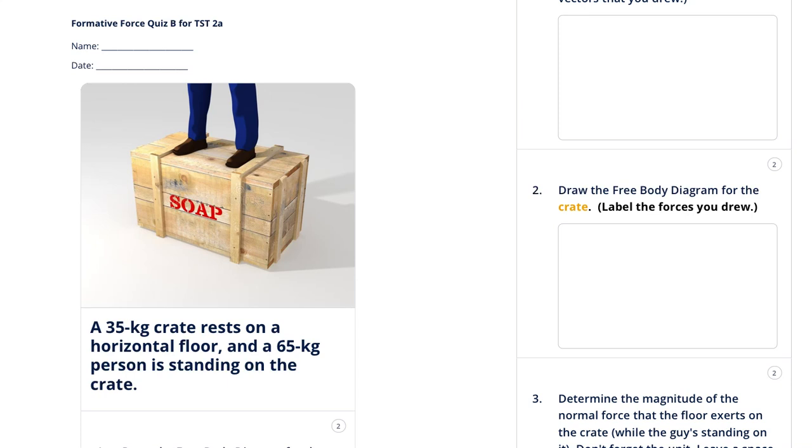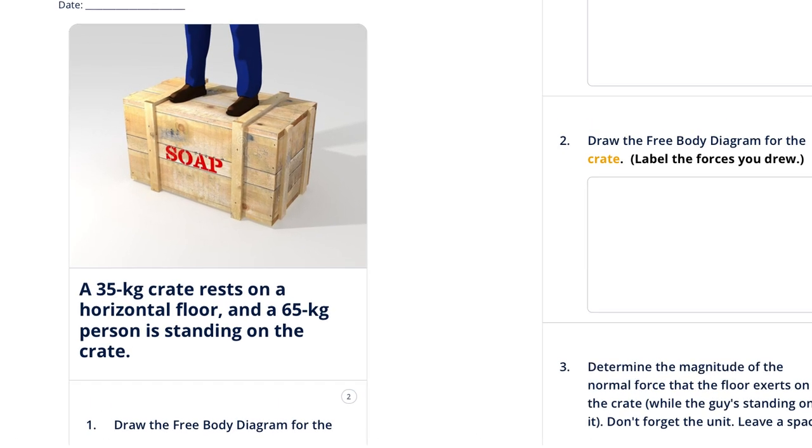Hey y'all, this is the other formative quiz that I had written. So let's call this formative force quiz B. Okay, so let's look at this first picture here.